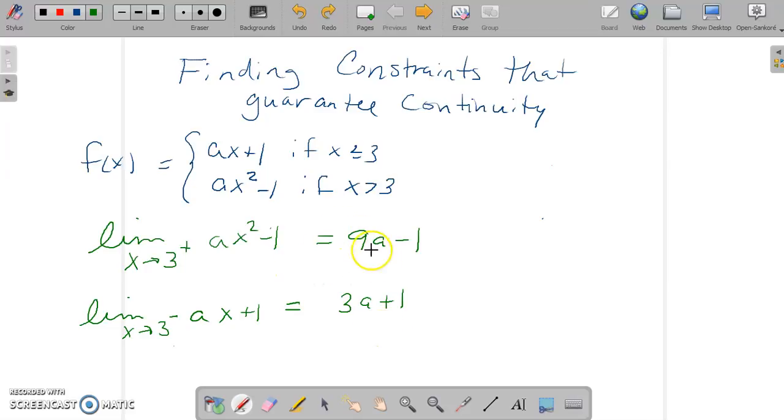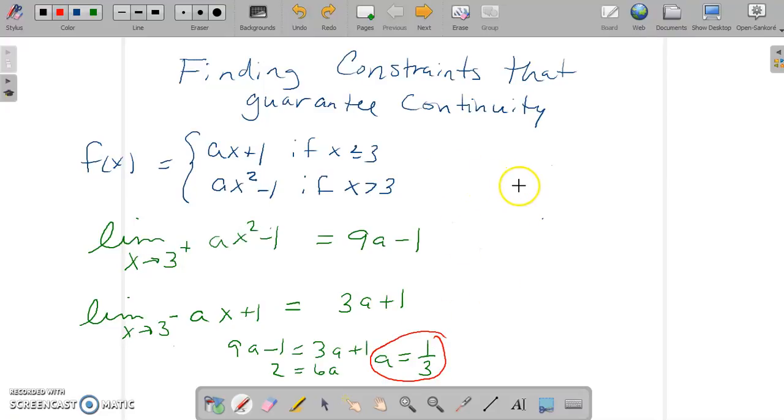Now, in order for this to be continuous at 3, these two limits from the left and right have to equal each other so that there is a limit. So if I set 9a minus 1 equal to 3a plus 1 and solve this equation, I will get 2 equals 6a, so a equals 1/3, okay? So if a is 1/3, we're pretty sure we're going to have continuity at 3.